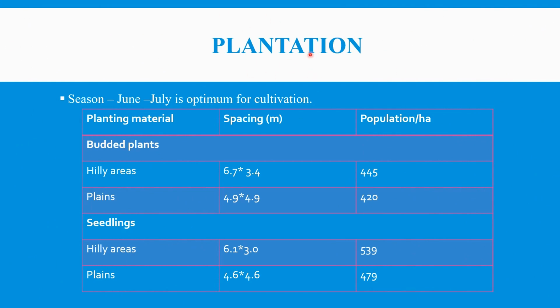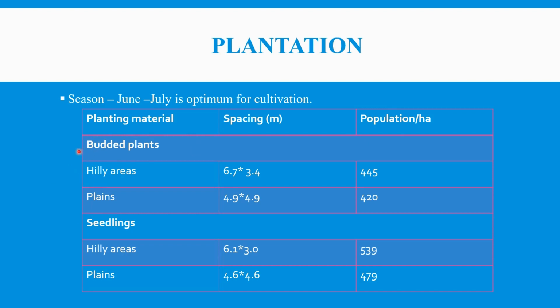Here is the plantation of the rubber. For the plantation of the rubber, the optimum season for cultivation is June to July. And coming to the planting material, spacing and population, here you can see the budded plants and the seedlings.